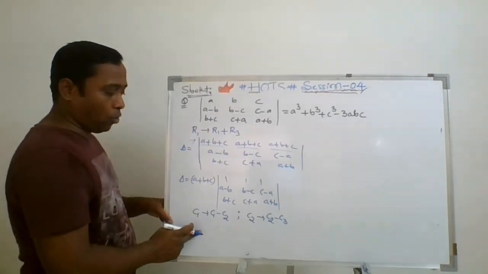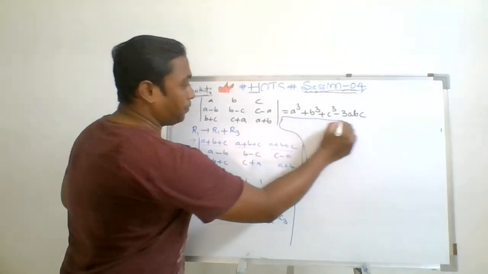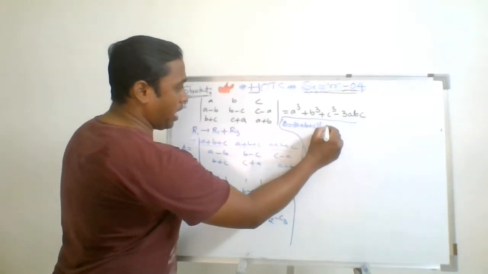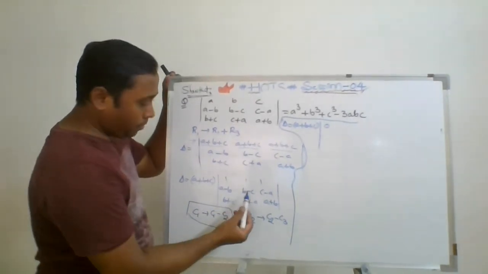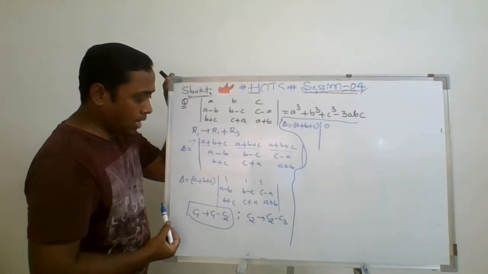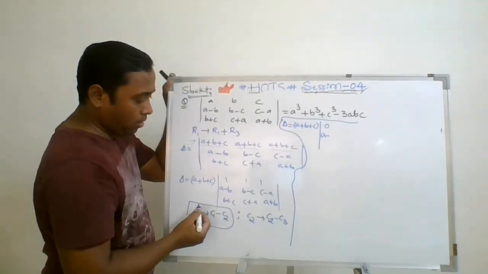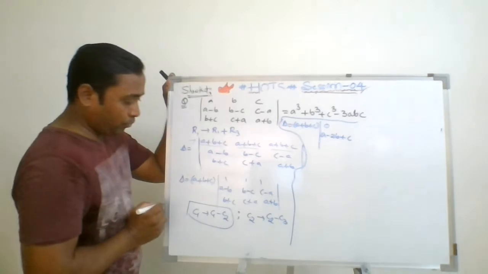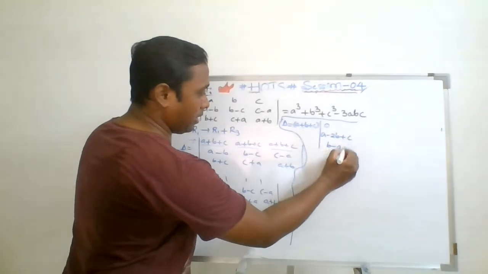If I apply these properties, what am I going to get? I am writing the step over here. So delta equals A plus B plus C. If I do that, I will get 0 here. First, I am applying the operation C1. If I subtract these two, 1 minus 1 will be 0. Then we get A minus 2B plus C. And here, if I subtract, C gets cancelled, left with B minus A.